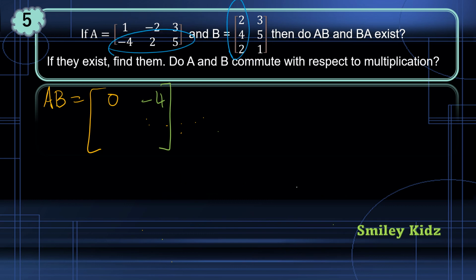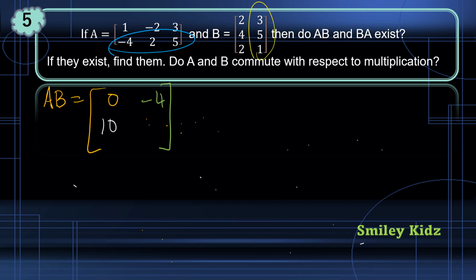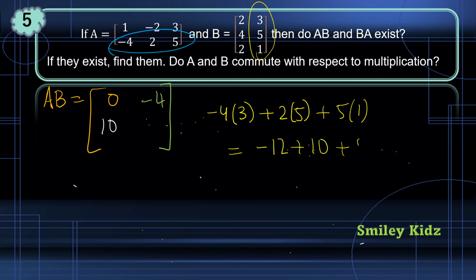Now second row, with the first column, you'll have minus 4 into 2 plus 2 into 4 plus 5 into 2. This will be minus 8 plus 8 plus 10, that will be equal to 10. So here you're going to have 10. Now with the second column, that will be minus 4 into 3 plus 2 into 5 plus 5 into 1. That will be minus 12 plus 10 plus 5. That is minus 2 plus 5, that is 3. So here you're going to have 3. Now this is AB. Let's note it down and find BA next.